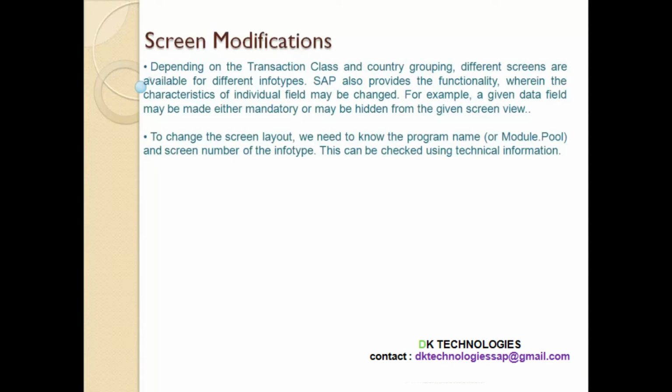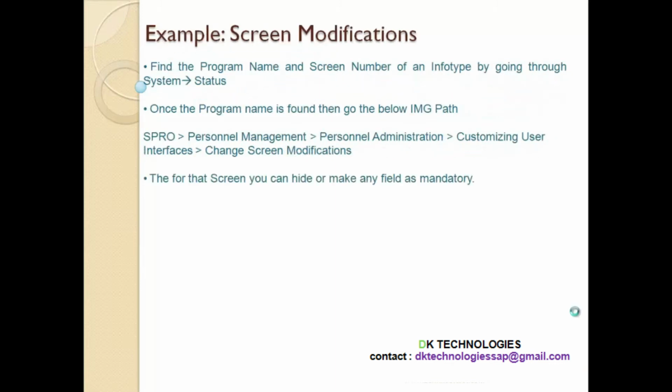But before even going to screen modifications, you need to know two things of a particular screen. You need to know the program name and the screen number. How will you get the program name and screen number? Whichever screen you are currently working on, go to system and then status, and then you will get the program name and screen number. Once you get the program name and screen number, note it down somewhere and then go to this IMG navigation where you can change the screen modifications.